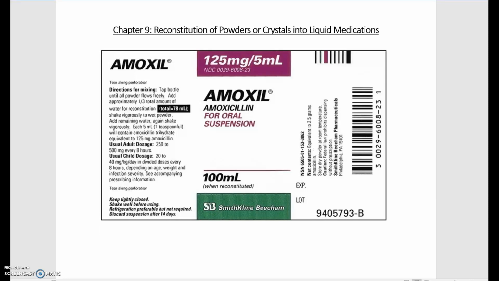All right, students, this is chapter 9, which is titled Reconstitution of Powders or Crystals into Liquid Medications. This is lecture 1 for chapter 9.